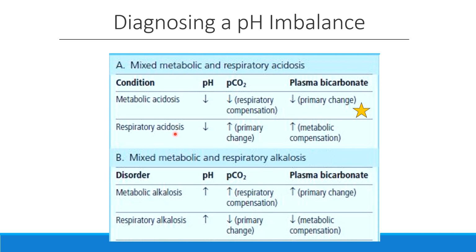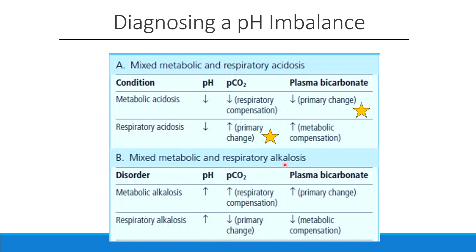Same deal down here with respiratory acidosis. My primary change is an increase in carbon dioxide. This increase in carbon dioxide makes me make more acid. This is my primary change. My metabolic compensation over here, what the kidneys are going to do, is they're going to spit out more bicarbonate. When they spit out more bicarbonate, that's going to make me more basic. That's how I know that this is my compensation, because what happened would make me more basic. I'm trying to get back to normal.